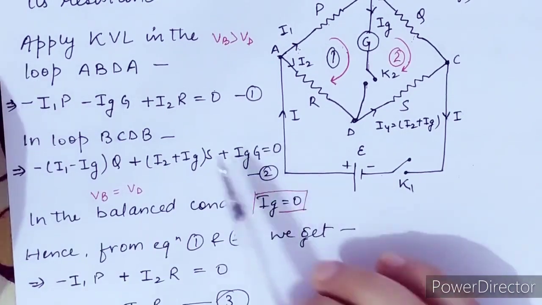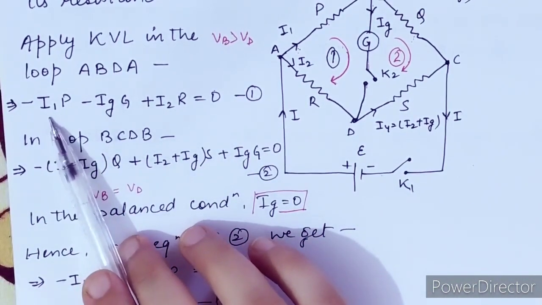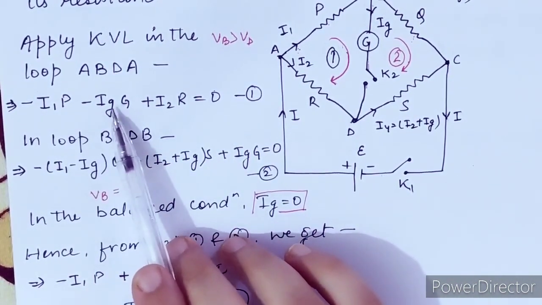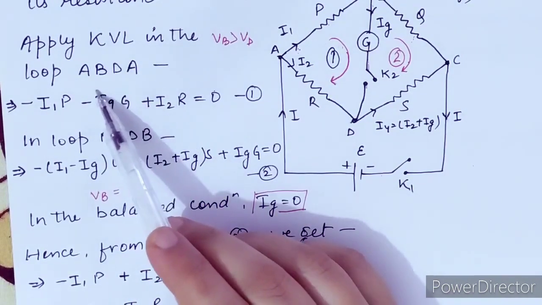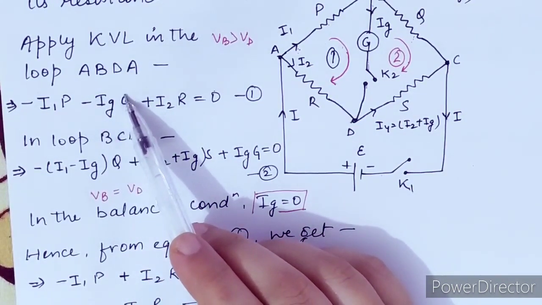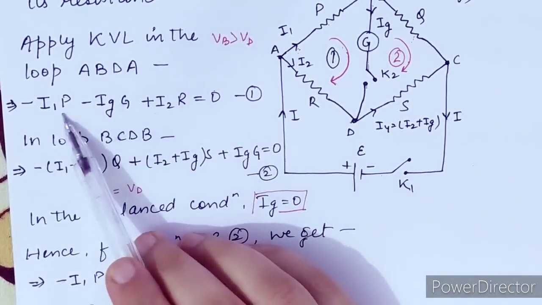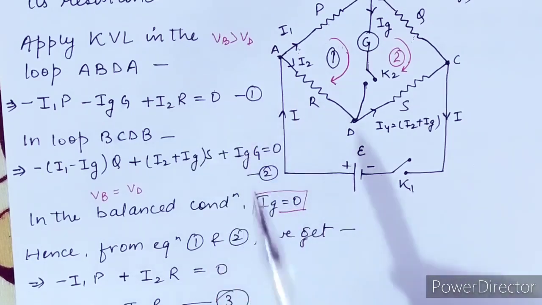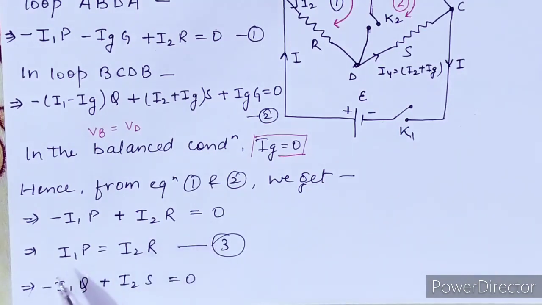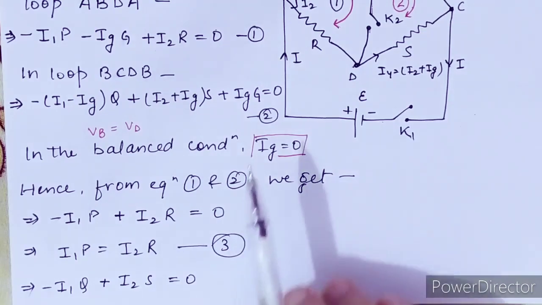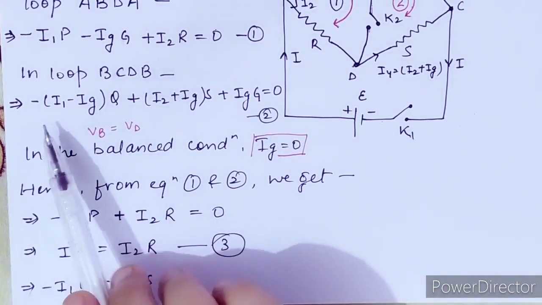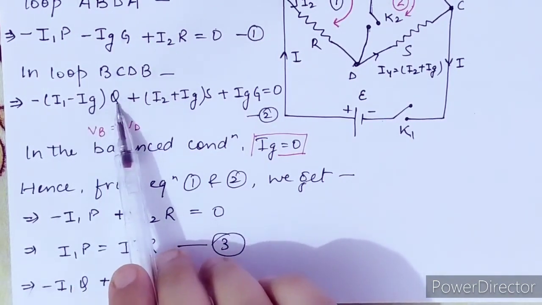What do you get? For equation number 1, minus (I1 minus Ig) P, where Ig is 0, so the entire term minus Ig into G is 0. Plus I2R equals 0. So minus I1P plus I2R equals 0. Evaluating this, I1P is equal to I2R. Equation number 3.